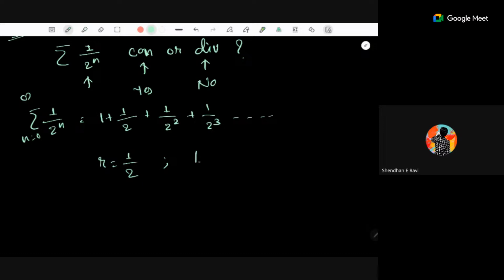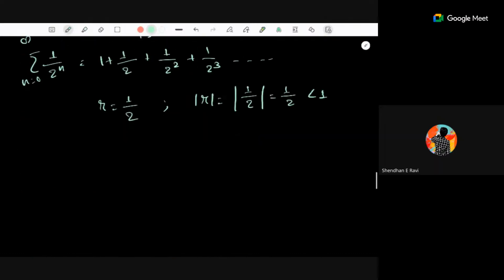And what is modulus of r? Modulus of r will be modulus of 1 by 2, which is 1 by 2 and which is strictly less than 1. So from the previous result, since the ratio is strictly less than 1, this series will converge since it's a geometric series. Okay, it's a very easy type of question if you know the geometric series very well. So now let's go to the next test, which is the comparison test.